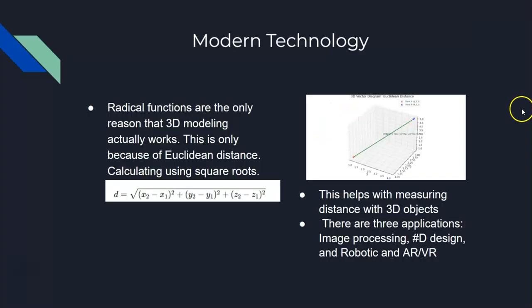Next, I want to go into how modern technology uses radicals. Radical functions are the only reason that 3D modeling actually works. This is only because of the Euclidean distance, calculated using square roots. This is the formula right here that we use. And the diagram right here just represents how radicals are used in three-dimensional objects, and it helps when measuring distance. The applications for this are image processing, 3D design, robotics, and augmented reality and virtual reality.